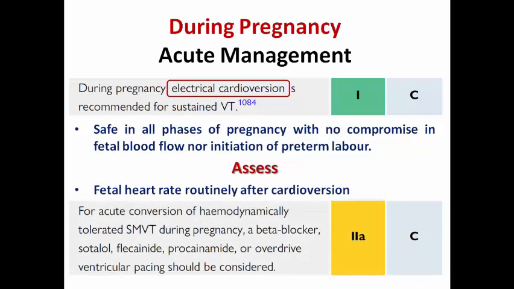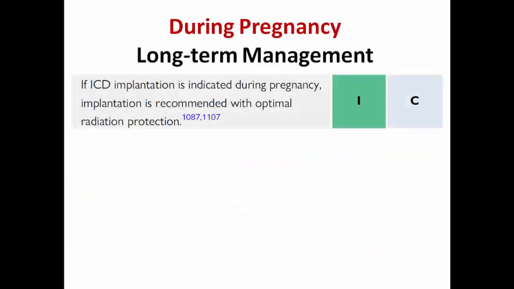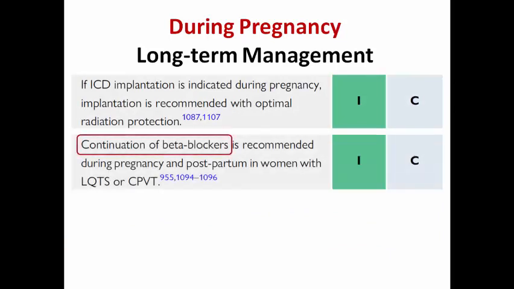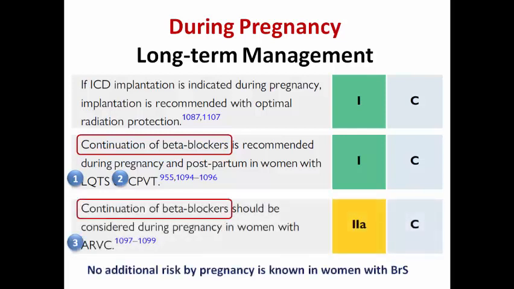For acute conversion of hemodynamically tolerated VT during pregnancy, we can use beta blocker, sotalol, flecainide, procainamide, or use overdrive ventricular pacing. Regarding long-term management, if ICD is indicated during pregnancy, it is recommended with optimal radiation protection. Continue beta blocker in pregnant females with already diagnosed long QT syndrome, catecholaminergic polymorphic VT, or arrhythmogenic RV cardiomyopathy. So far, there is no additional risk by pregnancy in women with Chagas syndrome.